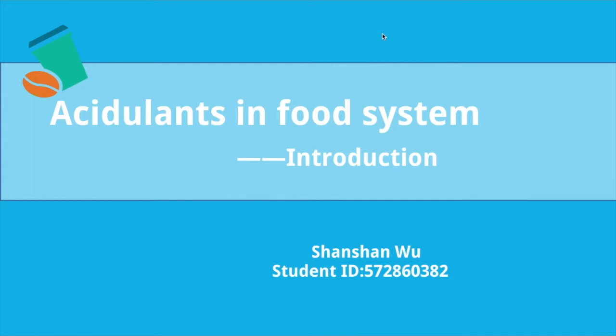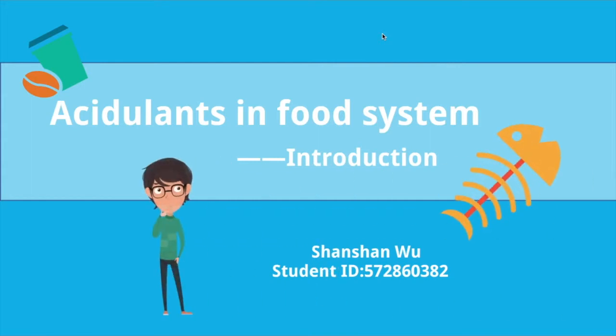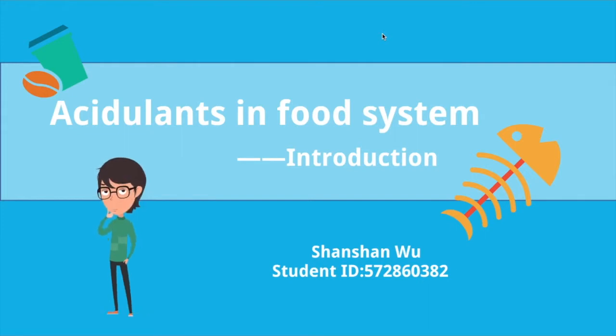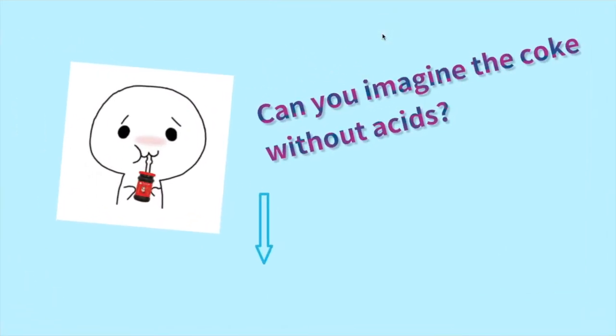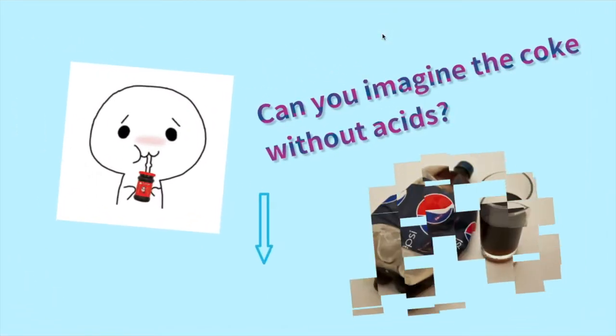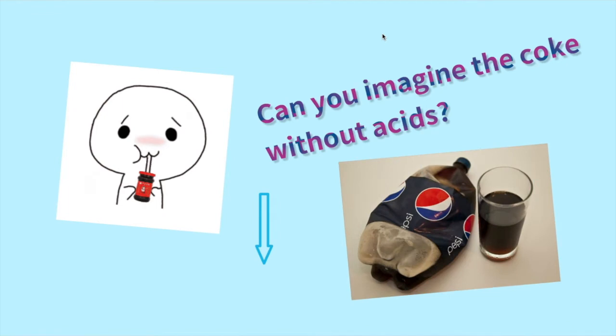Today we are going to present the acidulants in food systems. In this production part, I will introduce the general function of food acidulants and how to choose the right acidulants. Can you imagine a chewing gum or soft drink with only sweet taste? It is like a Coke without gas and sun without sunshine, so it will be flat.